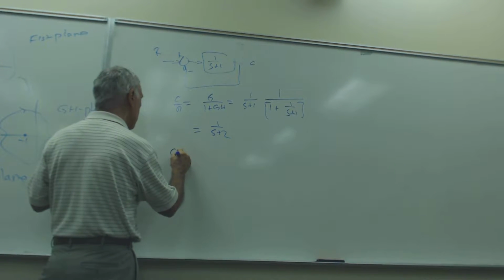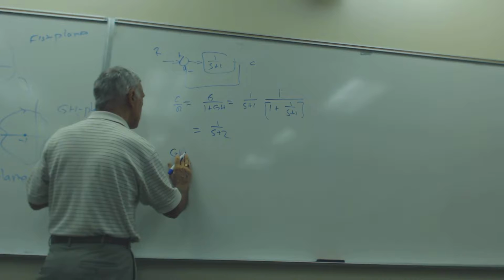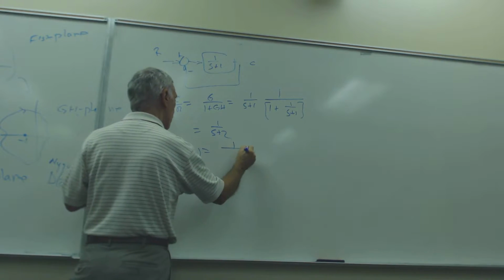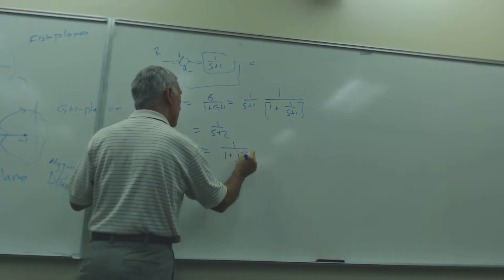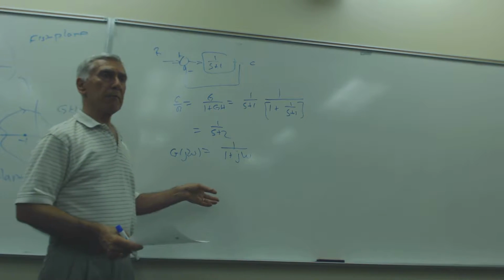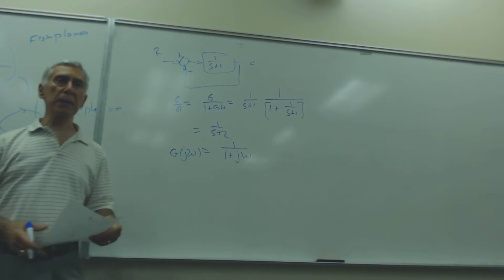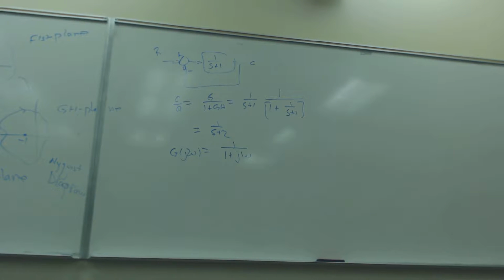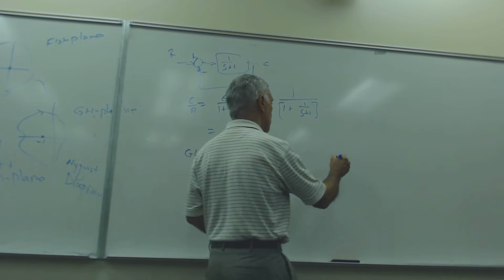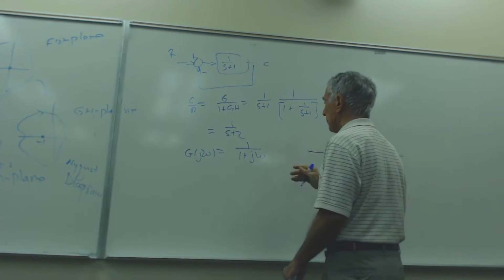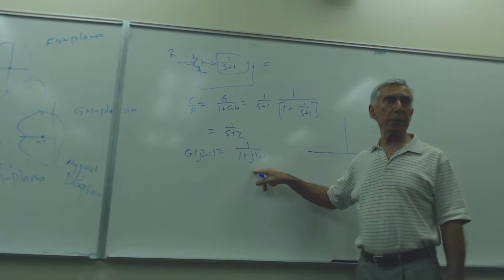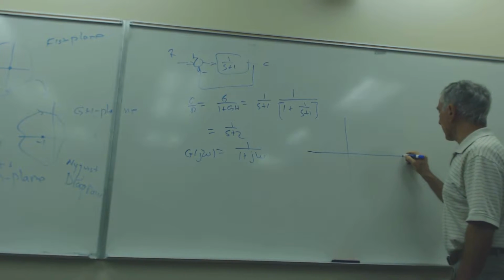The GH, and I'll just call it G because H is equal to 1. So G of j omega is equal to 1 over 1 plus j omega. And the last time we evaluated this for values of frequency starting at 0 and increasing up towards infinity. And what we found was that if omega is equal to 0, then GH is equal to 1, and so it starts here.